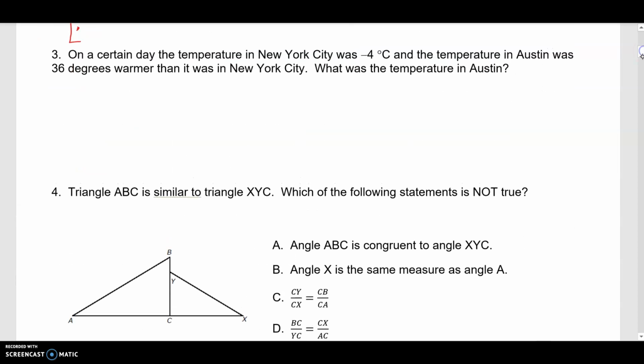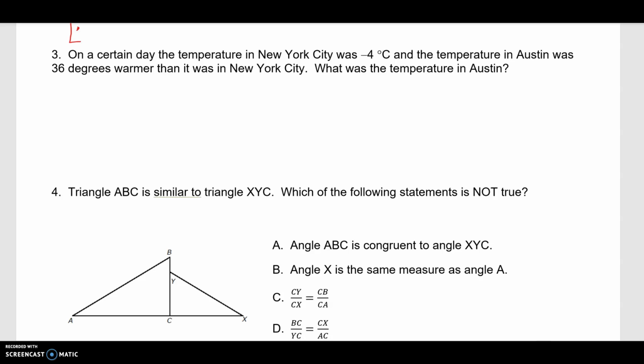All right, number 3. On a certain day, the temperature in New York City was -4 degrees Celsius, and the temperature in Austin was 36 degrees warmer than it was in New York. What is the temperature in Austin?